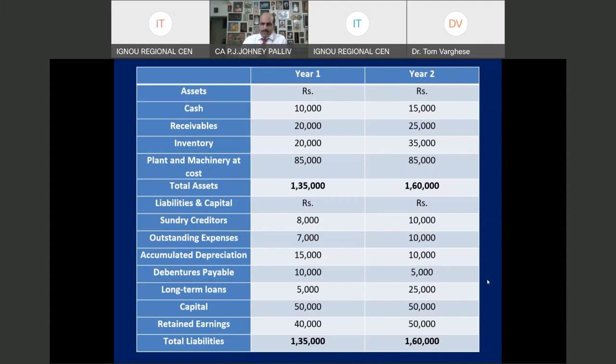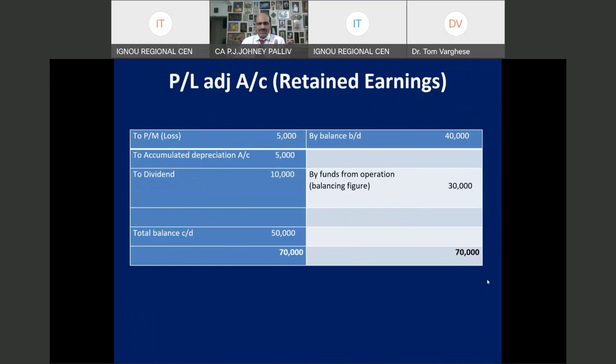Now, having said this, we have to see a scientific method of arriving at all these figures by opening ledger accounts. What do you mean by a ledger account? A ledger account is an account showing the details of transactions and opening and closing balances. Here I have simply put the heading as retained earnings, and I have taken the opening balance and the closing balance. You can see the opening balance of retained earnings is 40,000, which is a credit balance. This side is credit. And the closing balance of retained earnings is a credit balance, which is the balance carried down. Here, balance brought down, here balance carried down.